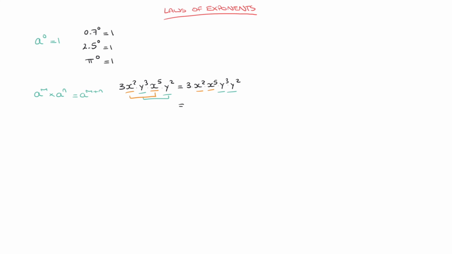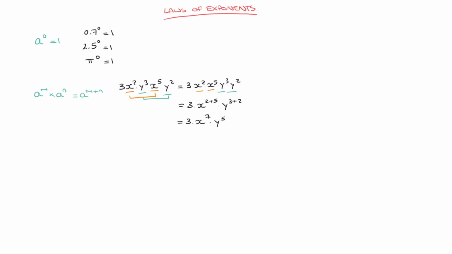All right, I carry on. I now use this law that I wrote over here, and I use that for the x's and then for the y's. So that will turn into 3 times x raised to the power of 2 plus 5 times y raised to the power of 3 plus 2. Finally, that leads us to the answer 3 times x to the power of 7 times y raised to the power of 5. That's where we would stop. We can't simplify that any further.